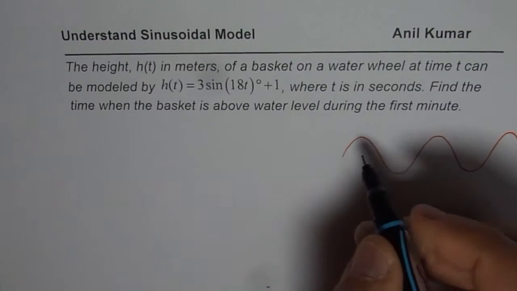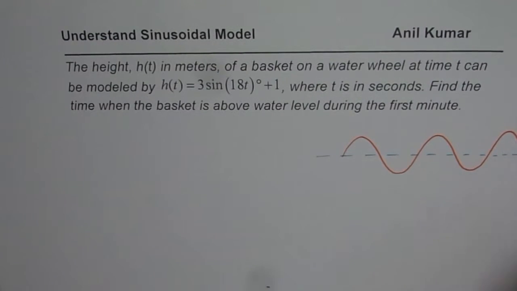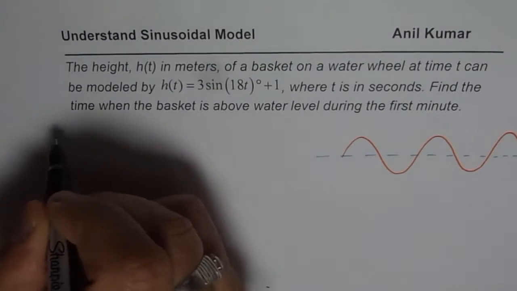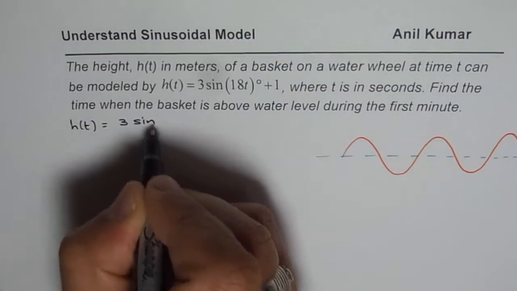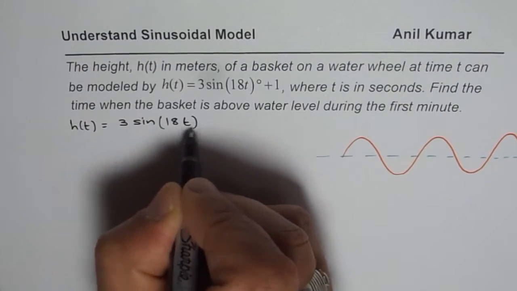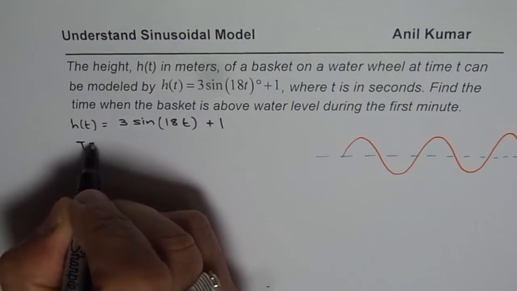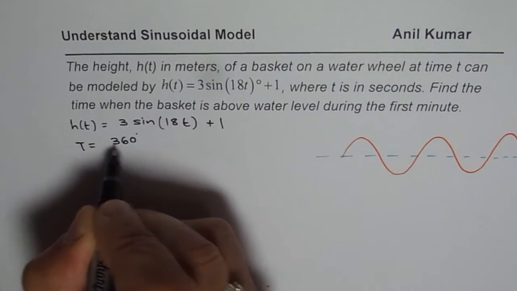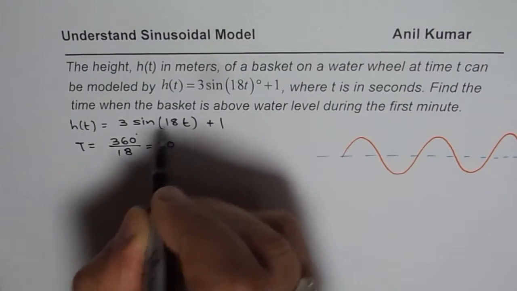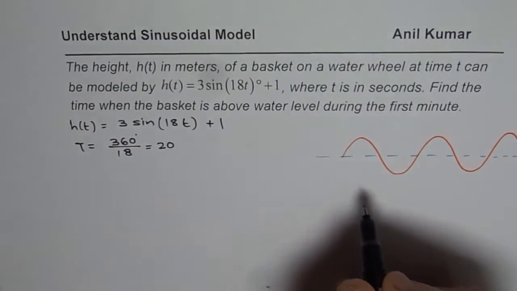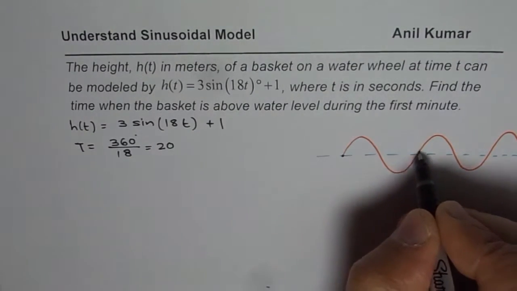Now in this particular function, the equation is h of t equals 3 sine 18t plus 1. When we say 18t, we can find the time period. Time period is 360 degrees divided by 18, and that gives us 20. So from here to here, that time period is 20.